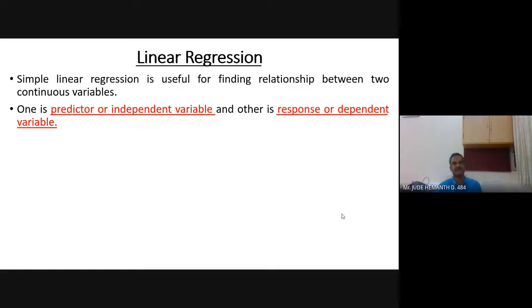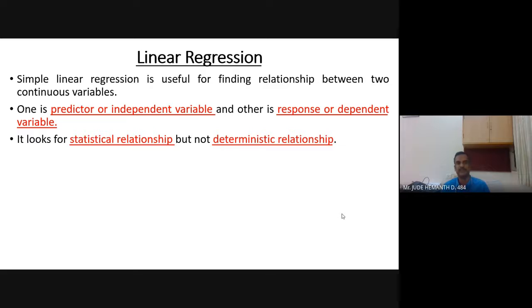And we have other names for the independent variable. I'm giving you this because when you refer to textbooks or any online sources, you may see different names, right? Predictor is also called the independent variable. And the other one is response or dependent variable. One is the output and one is the input. It looks for a statistical relationship, but not a deterministic relationship, right? So these are some words which a machine learning engineer should know. What do you mean by statistics? What do you mean by deterministic and everything, right?